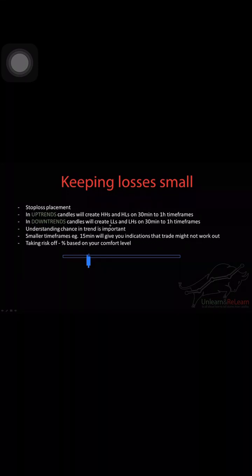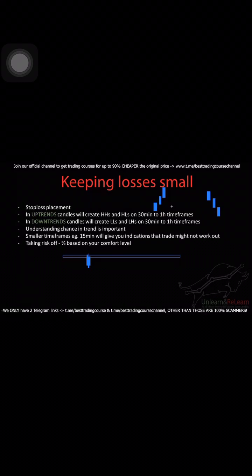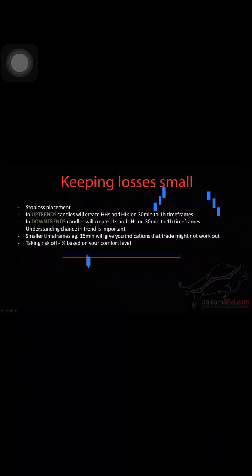This far, things make sense. If price is trending down, you want candles to make lower highs and lower lows. If price is trending up, you want candles to make higher highs and higher lows, right? Because that's what a trend is. Understanding change in trend is important. Oh, it should be change, not chance. I'm going to review this with Rakil here. Yeah, so understanding the change in trend is important.